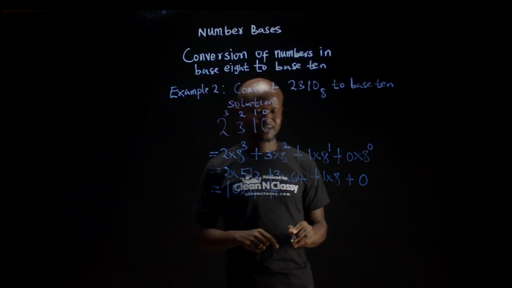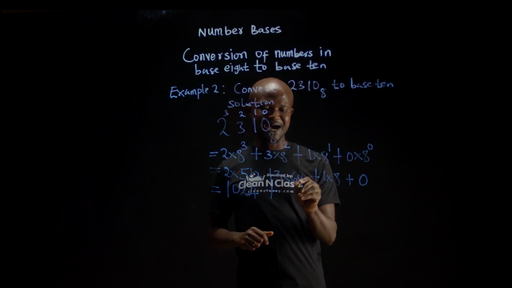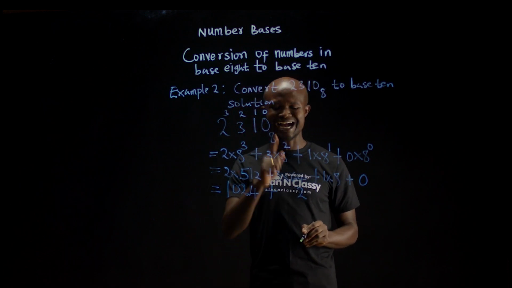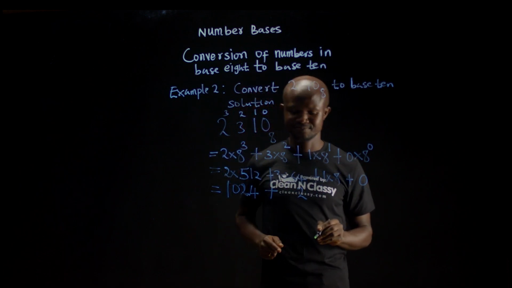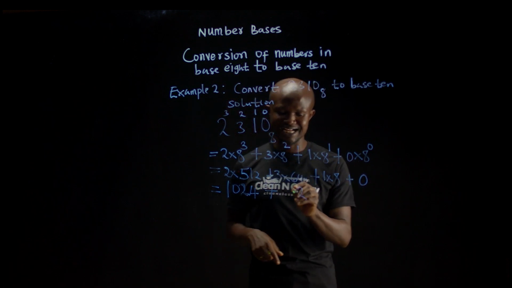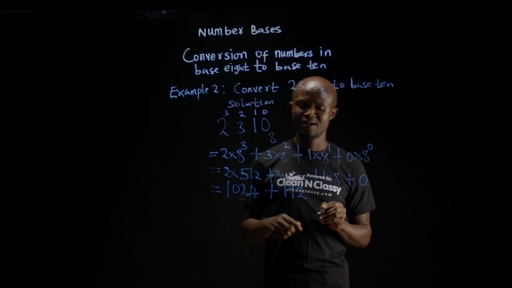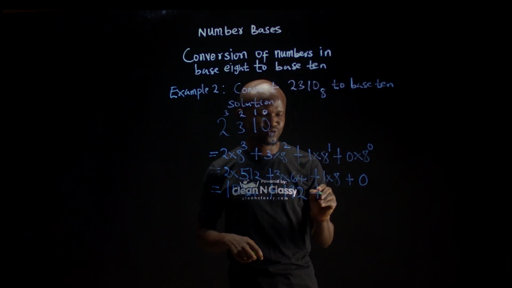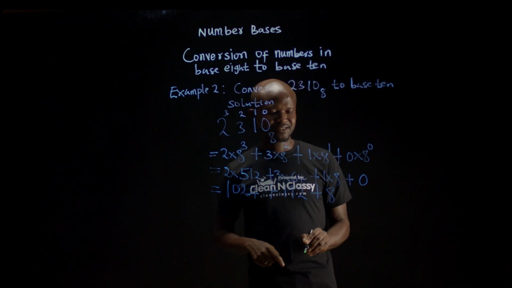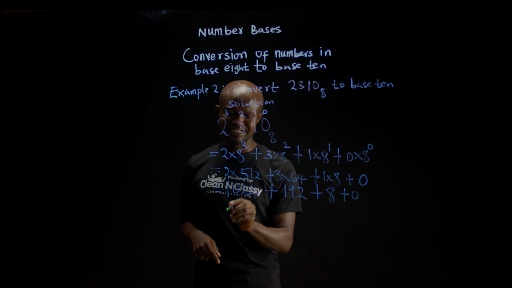Plus 3 times 64. From the back, 3 times 4, that's what? 12. So we carry 1. Take note of that. 6 times 3, that is 18. 18 plus 1, that is 19. So it means that 3 times 64 is 192. 1 times 8, that's 8. Plus 0.